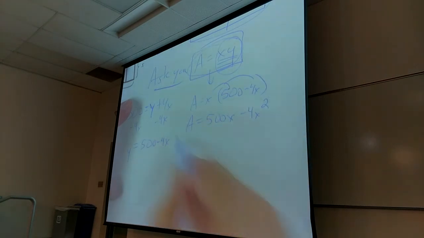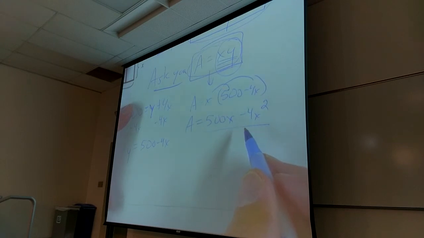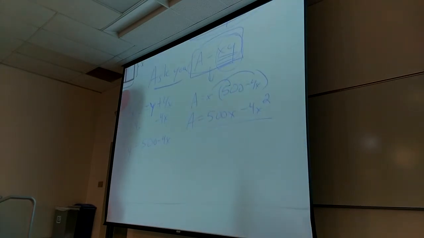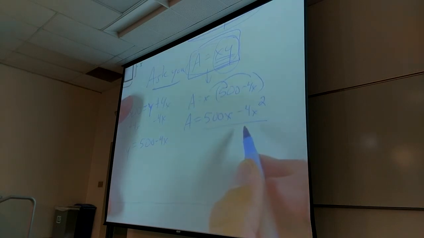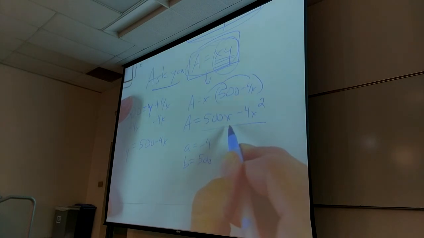So what kind of shape would this be? What shape would this take on if I graphed it? I'm not saying you have to graph it, I'm saying if I did. Probably, that's what we're studying. Can you guys identify A and B? What's A? Little a. -4. What's B? 500.